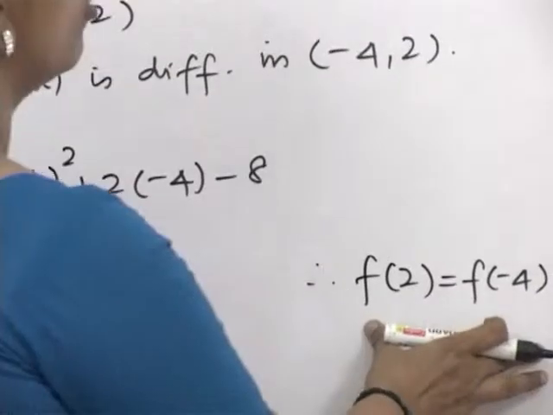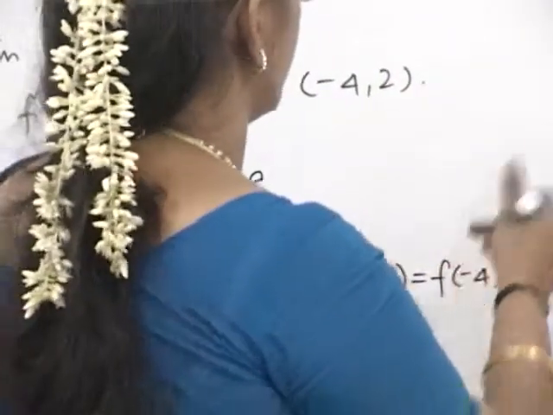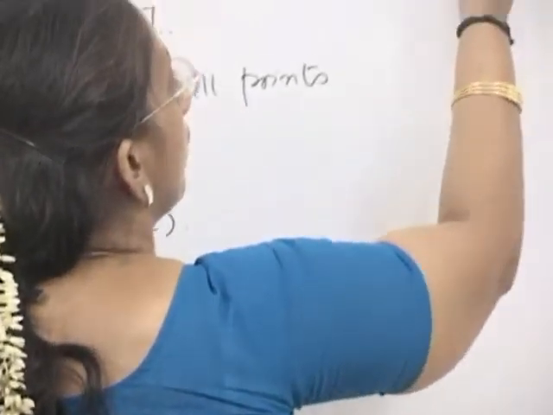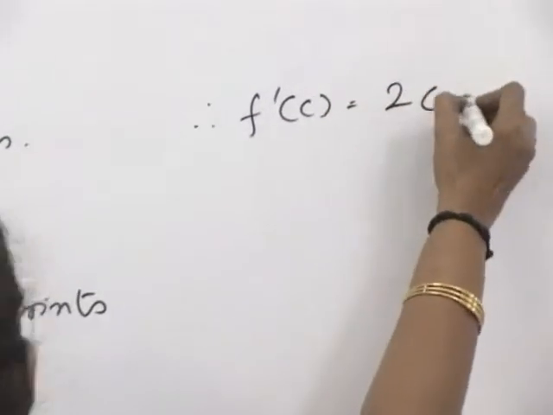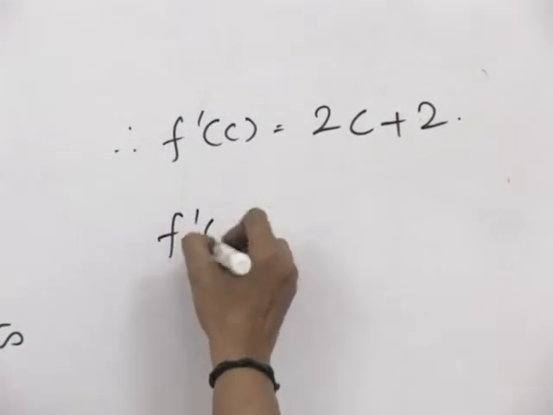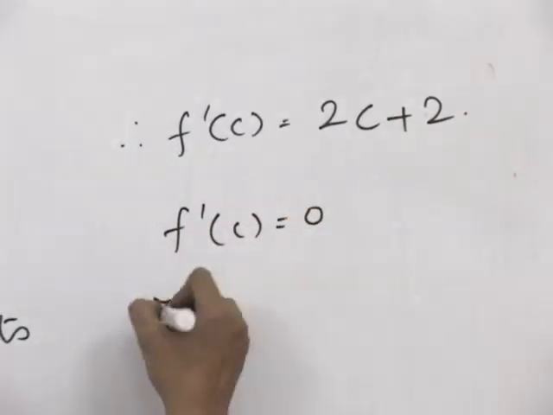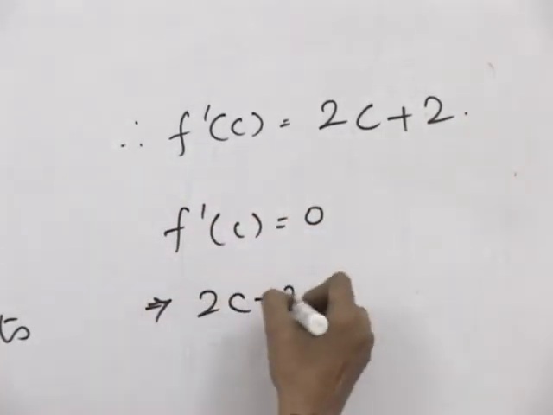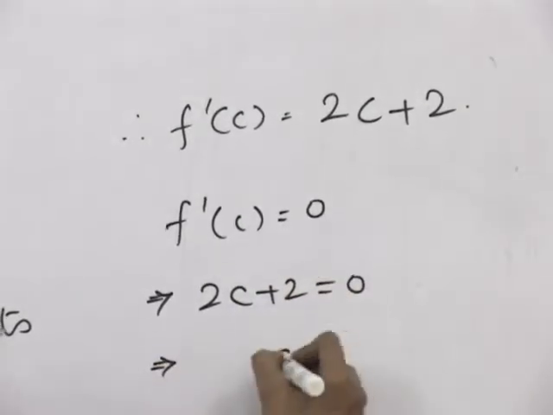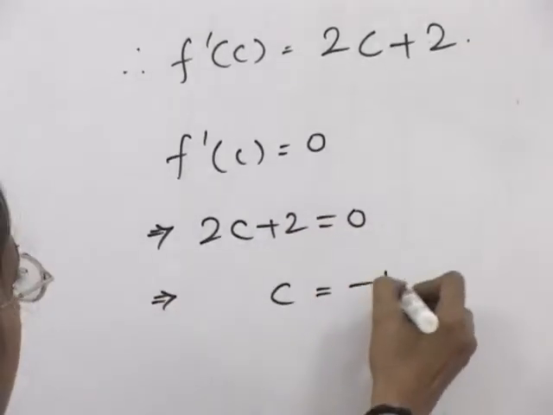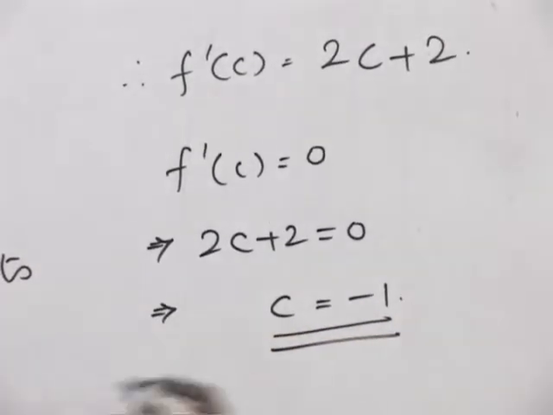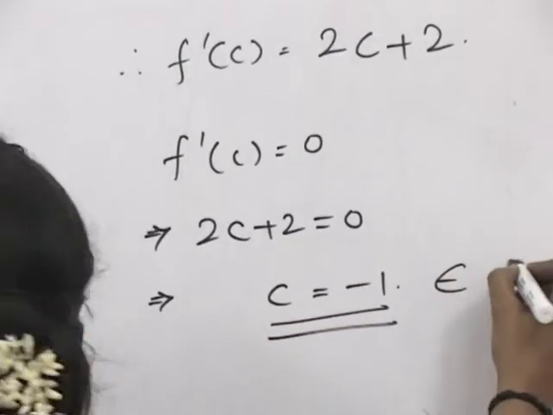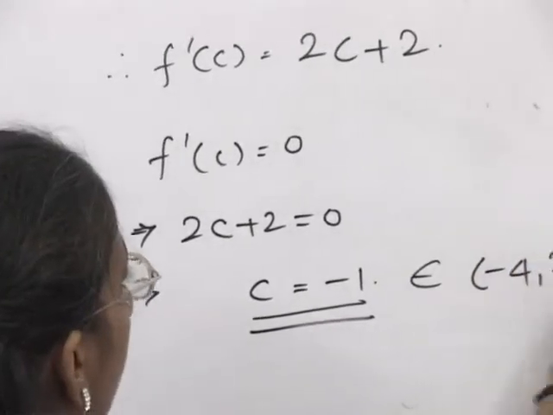Now we have to find the point C such that f dash of C equal to 0, isn't it? Now what is f dash of C? F dash of C is equal to 2C plus 2. Now f dash of C equal to 0, which implies 2C plus 2 is equal to 0, which implies C is equal to minus 1. Now it is true that this minus 1 is lying in the interval minus 4 comma 2.